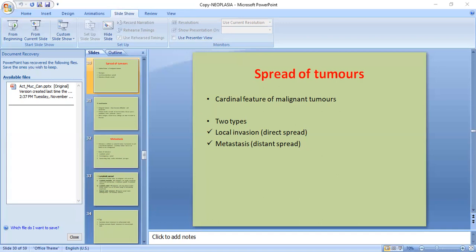Regional nodal metastasis, that is, regional lymph nodes draining the tumor, are invariably involved. Example 1. Carcinoma of breast metastasis to axillary lymph node. 2. Papillary carcinoma thyroid metastasis to cervical lymph node.